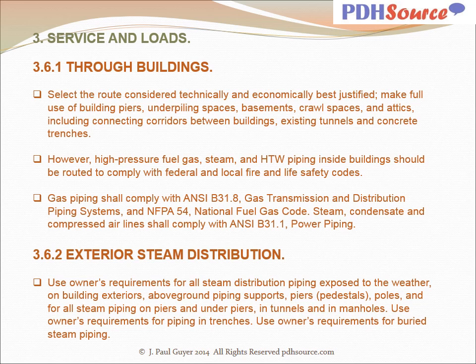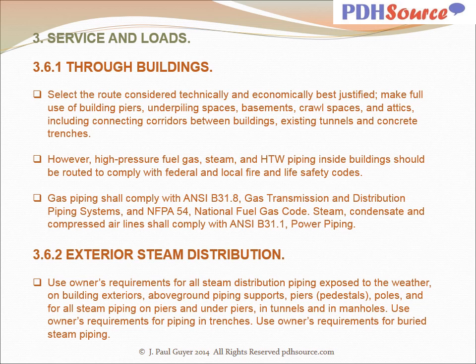Gas piping shall comply with ANSI B31.8 gas transmission and distribution piping systems and NFPA 54 National Fuel Gas Code. Steam, condensate, and compressed air lines shall comply with ANSI B31.1 power piping.